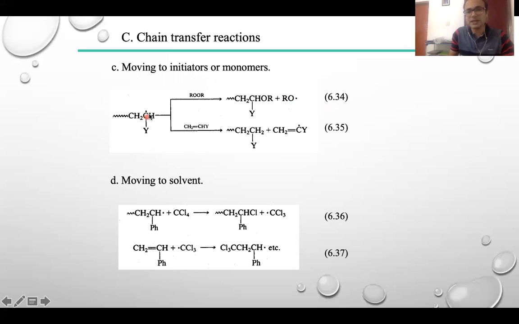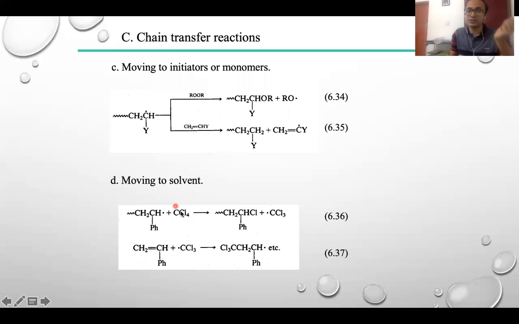Another way is by transferring it to the monomer. How does it transfer? It will undergo a homolytic cleavage here to generate a radical here, and the CH radical that is formed combines here to form a neutral species. So it can transfer to a free radical initiator, or it can transfer to a corresponding monomer.